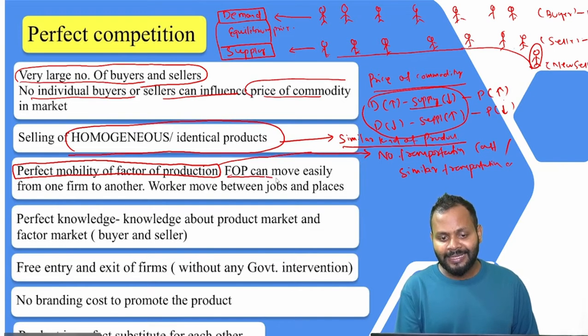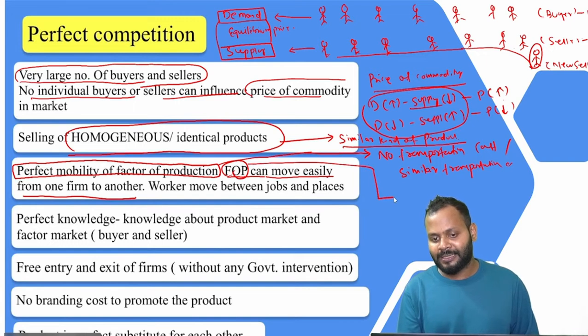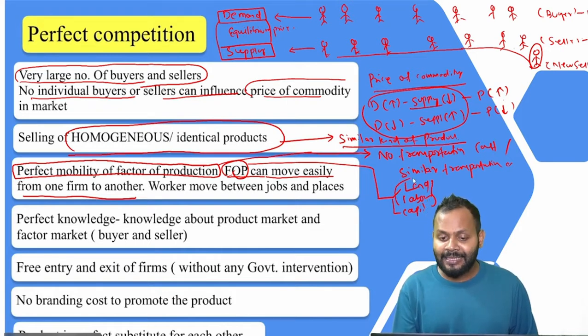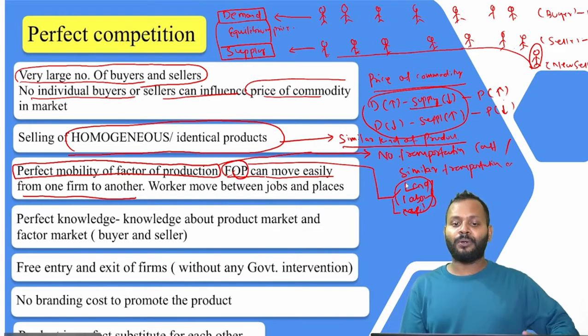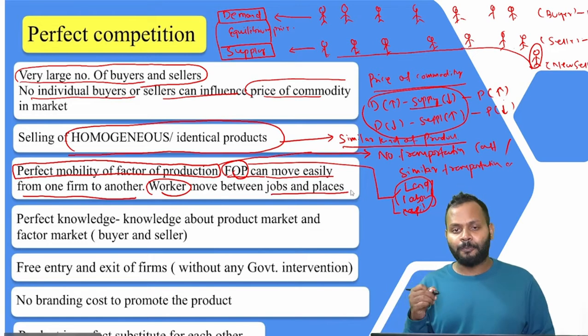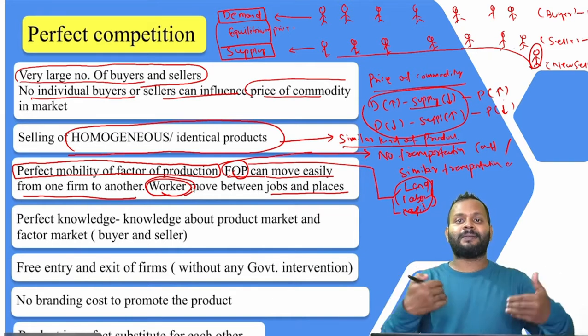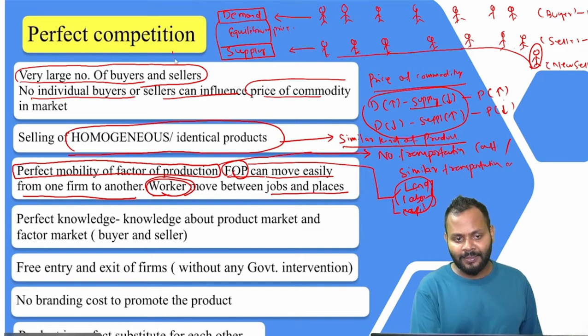Factors of production can move easily from one firm to another. What do you mean by factors of production? That means it can be land, labor and capital. These are the factors of production. They can easily change from one firm to another firm. Workers move from one job to another. The point is, it is very easy. So what do I mean? A worker can change the job, and land, labor, capital, everyone is changeable. So we can say perfect competition is highly flexible.